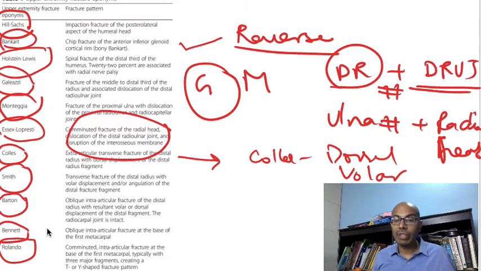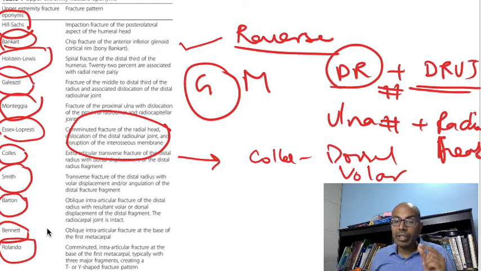So let me tell you again some of the named fractures. Hill-Sachs lesion in the humeral head during dislocation, Bankart's lesion also during anterior dislocation, Holstein-Lewis fracture, which is a middle third and lower third humerus fracture with radial nerve compression. Galeazzi fracture is a distal radius fracture with ulnar dislocation. Monteggia is an ulnar fracture with a radial head dislocation proximally. Essex-Lopresti is a radial head dislocation with interosseous membrane disruption.